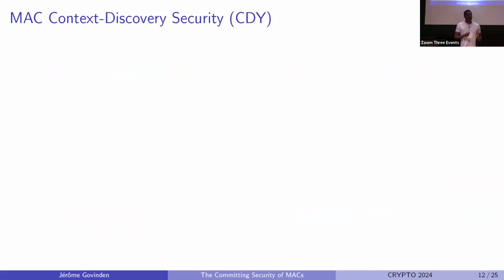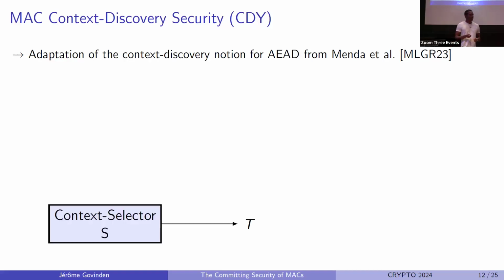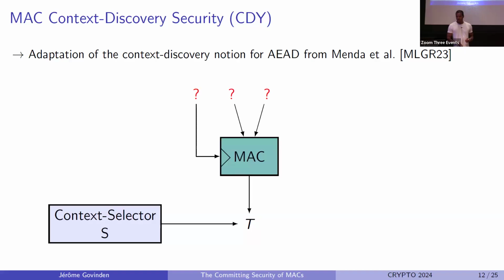The second notion that was required by our practical settings is context discovery security. This is a notion that we adapted to MAC, but that comes from context discovery notions for AEAD, which was defined by Menda et al., and is similar to the concept of pre-image resistance for hash functions. It is parameterized by a context selector S, which is a randomized algorithm that returns a challenge value T that is given to the adversary. The adversary then needs to find the corresponding input value to the MAC that gives back this value T. You could see this context selector as a parameter that allows modeling different scenarios, meaning different ways this value T would be computed in a protocol, for example.